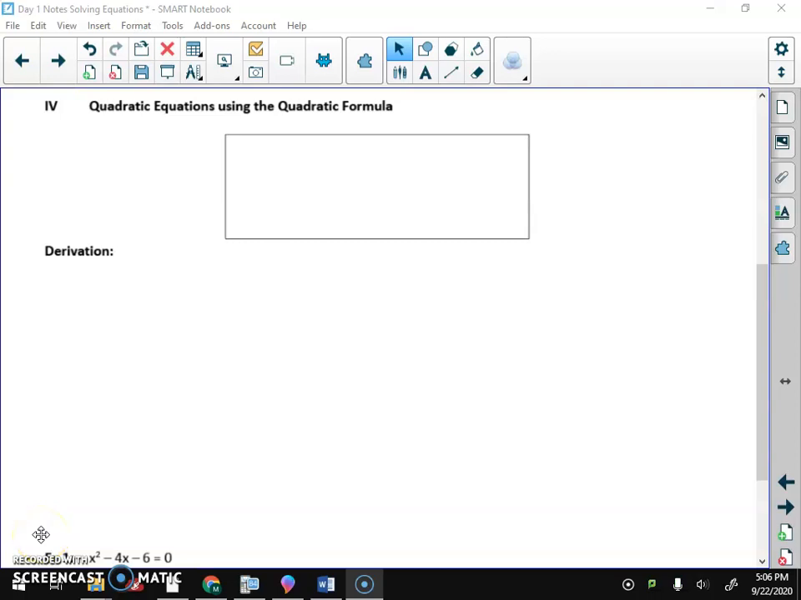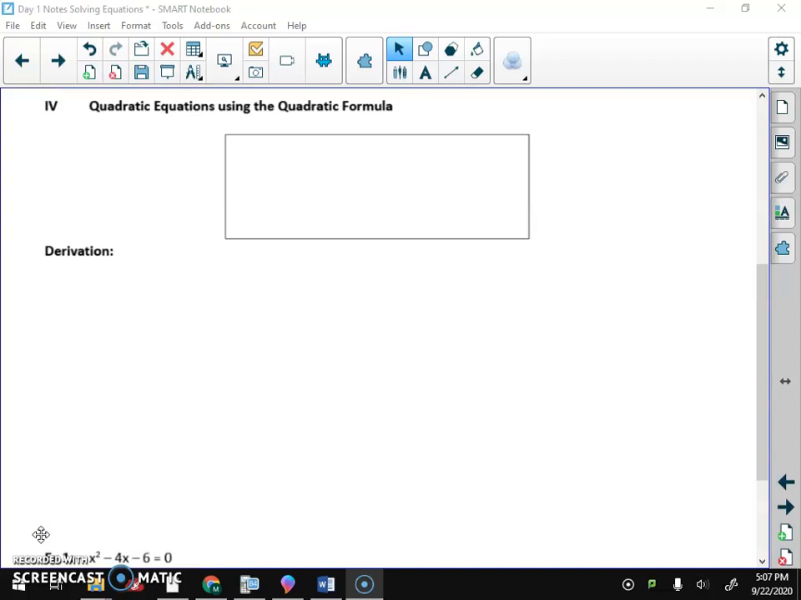Welcome back, pre-calc folks, to the second part of our day one, unit two notes. We did some solving of equations on the first part of the day. We did some quadratics with grouping, some completing the square, the square root principle, and we also did factoring.